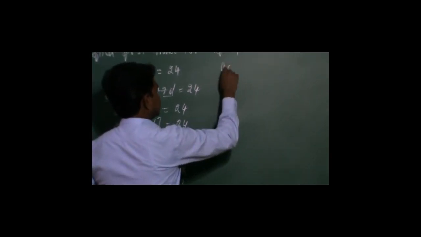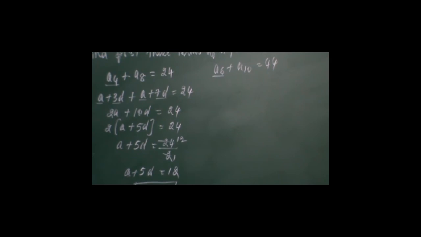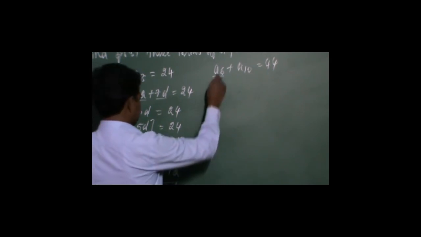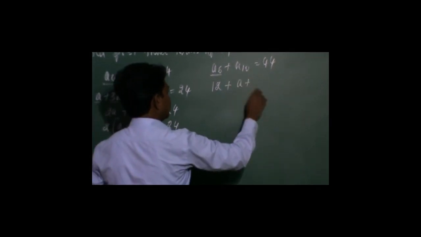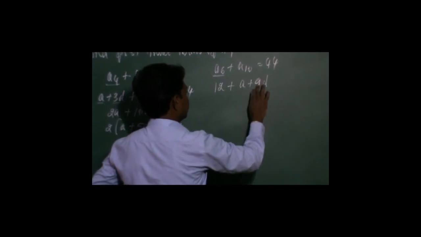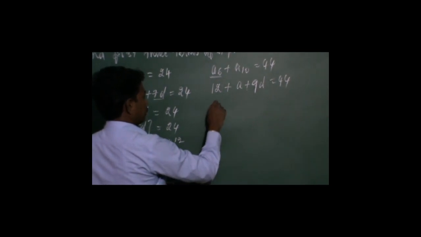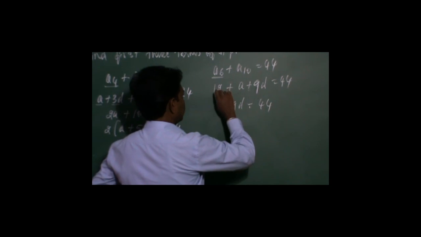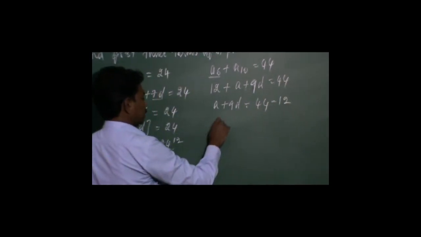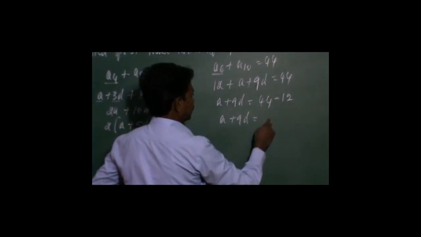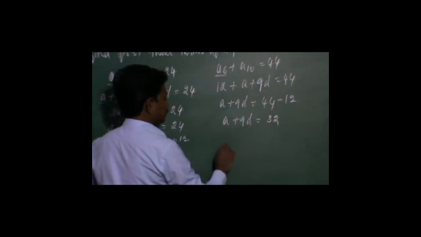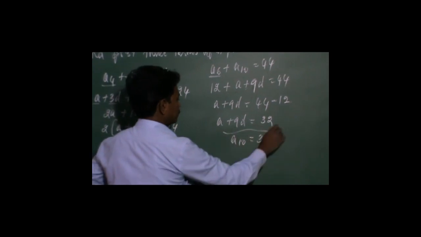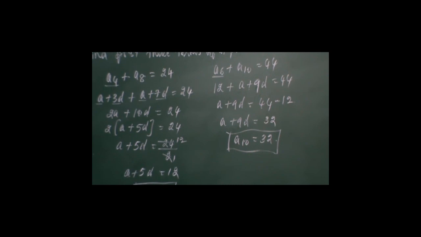Next, the sum of the 6th and 10th terms is 44. So A6 plus A10 is equal to 44. A6 is already found, so we can directly take A6 as 12. 12 plus A10, and A10 can be written as A plus 9D, is equal to 44. The 12 gets transposed and becomes minus 12, so A plus 9D is equal to 44 minus 12, which is 32. So A10 is 32.